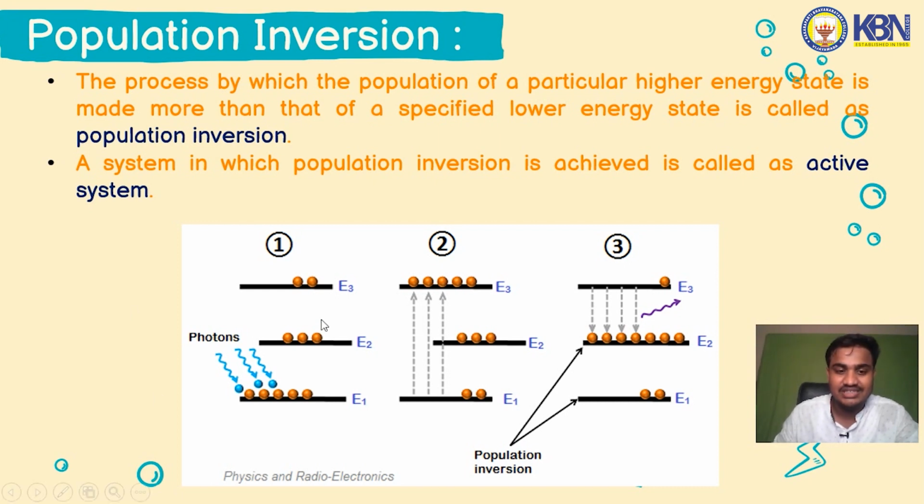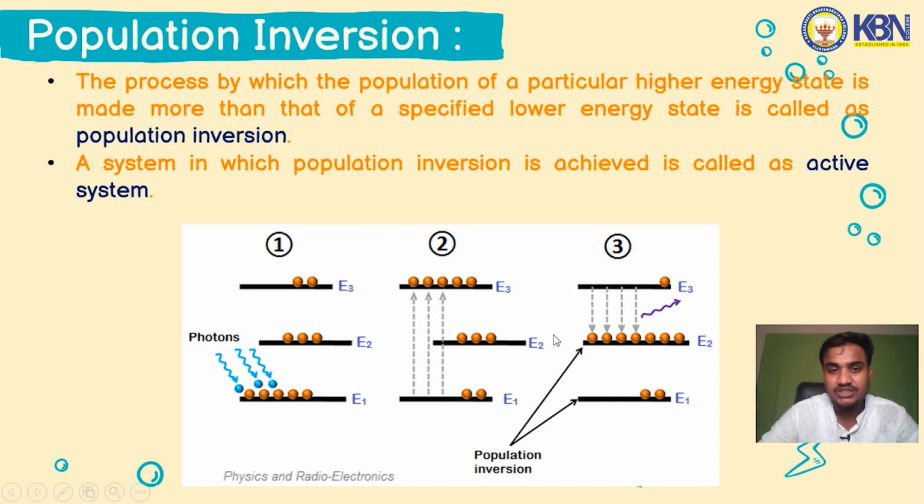Here you can see in this diagram, in general, the lower energy state or the normal energy state will have more atoms as compared to the higher energy state. But by using a method known as pumping, we will achieve population inversion.